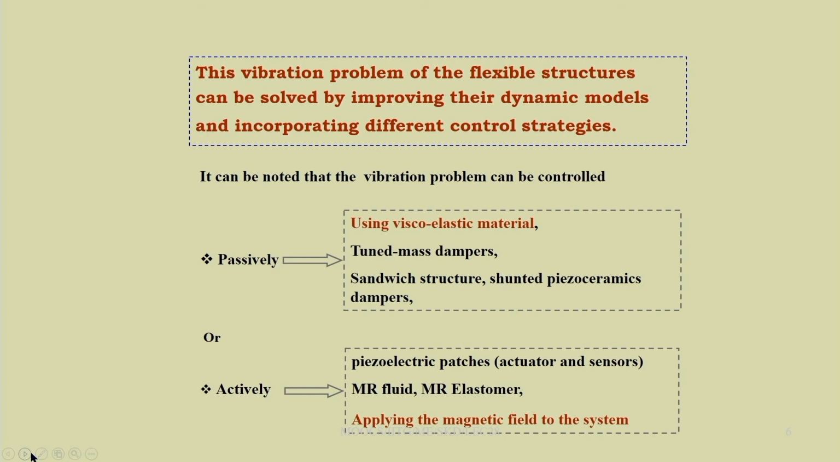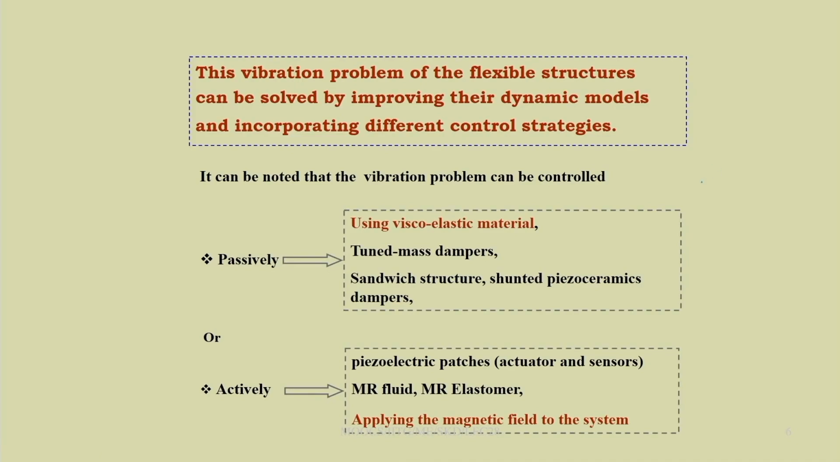We can control this vibration passively by using, for example, viscoelastic material, tuned mass damper, sandwich structure, shunted piezoceramic materials and dampers. We will take all these examples of how passively we can control the structure.